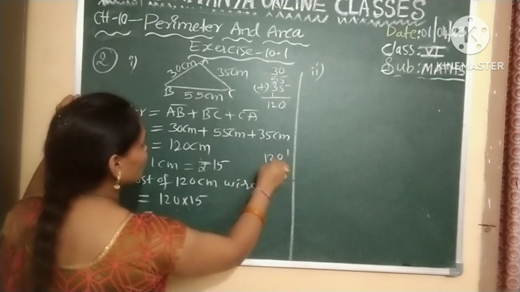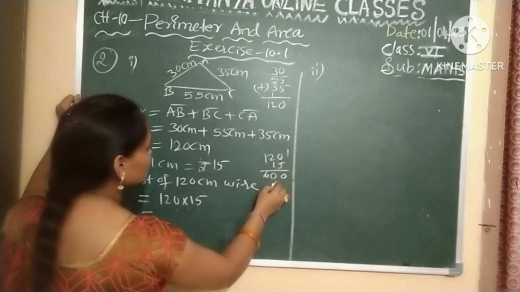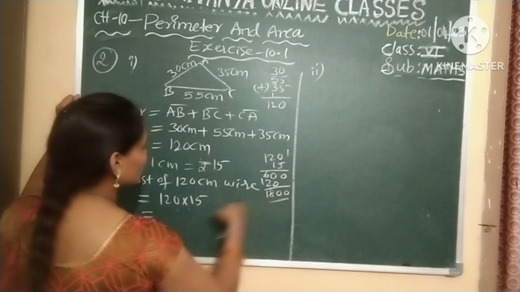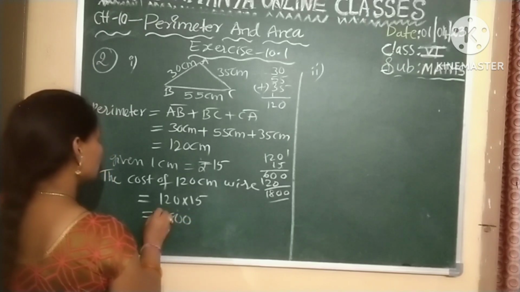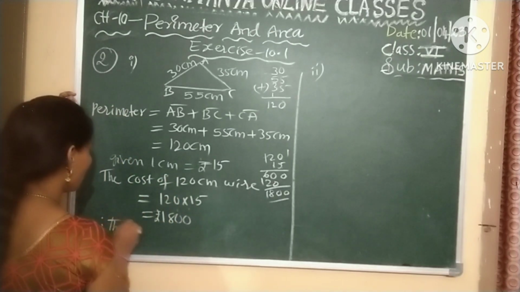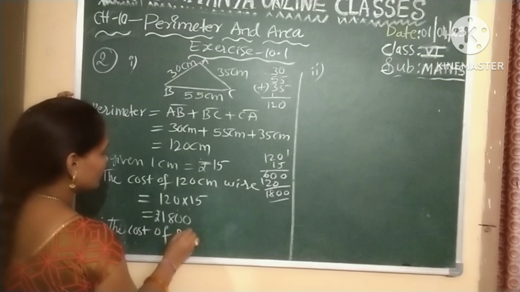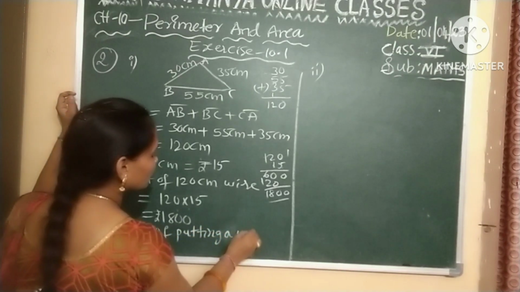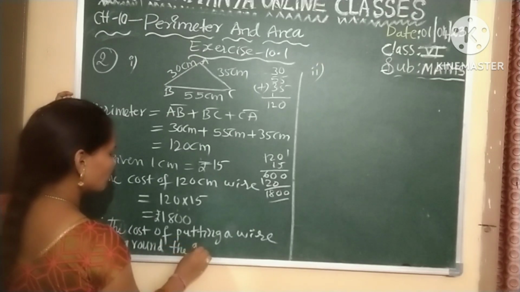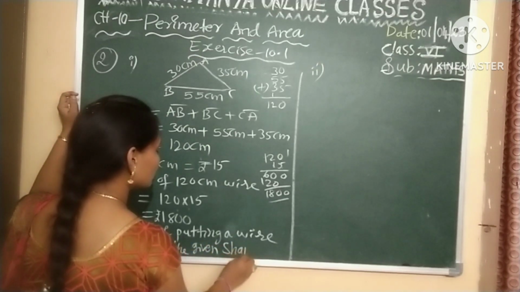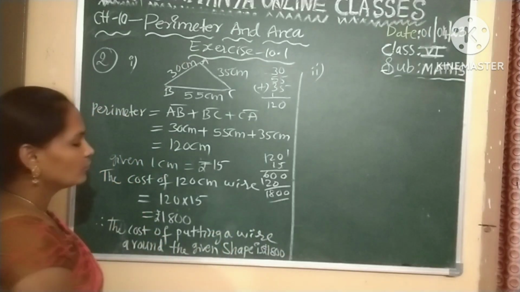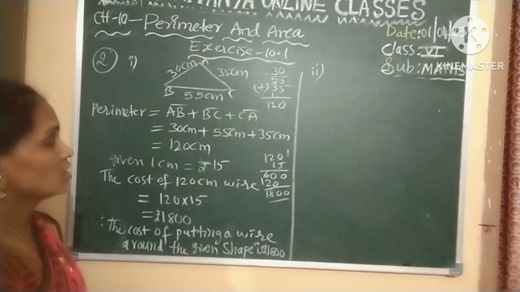0, 5 twos are 10, 5 ones are 5, plus 1, 6. Then 0, 2 ones are 2, 1 one is 1. Now 6 plus 2, 8, and 1, so 1800 rupees. Therefore, the cost of putting a wire around the given shape is 1800 rupees. Like this we can find the cost of fencing of the given figure.